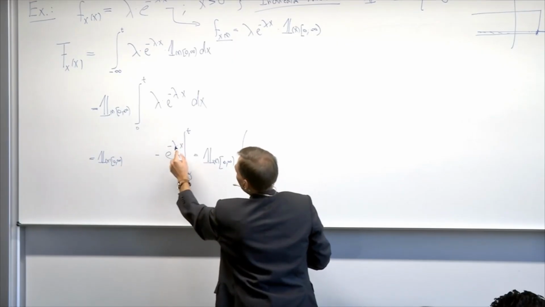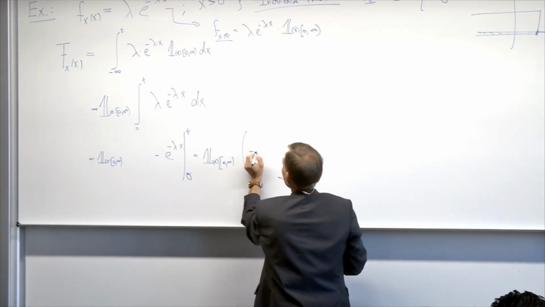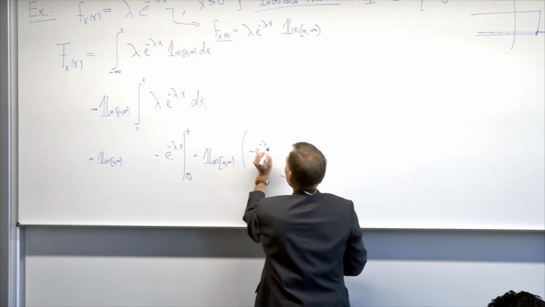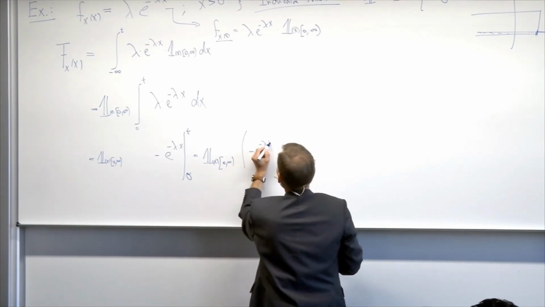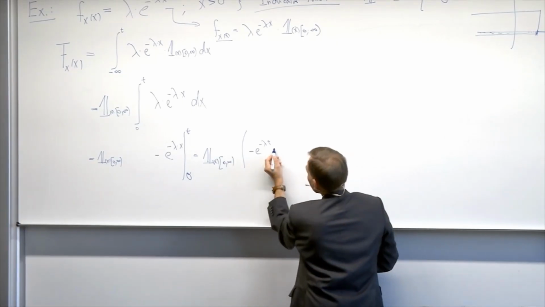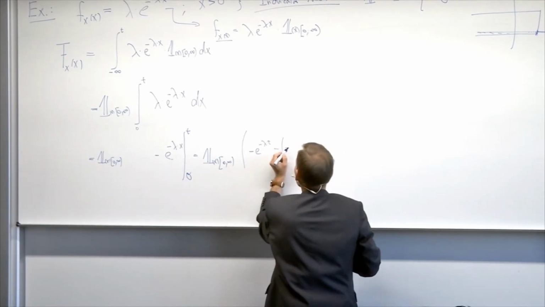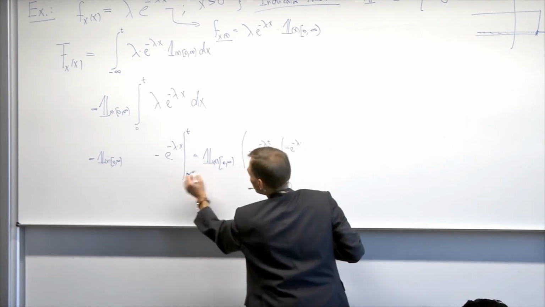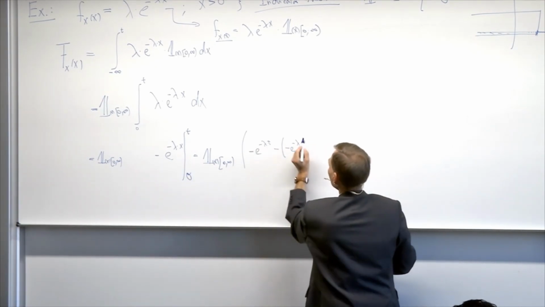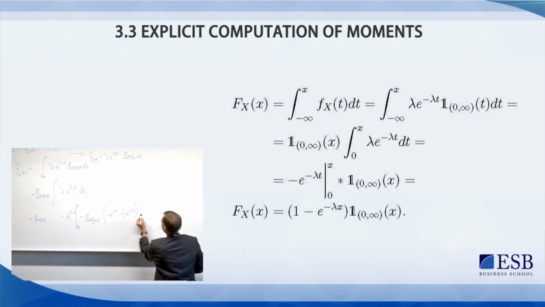So first I plug in the t, then we have minus e to the minus lambda t, and then minus e to the minus lambda at the lower boundary for x, 0. So, what is this? Well, if I have the exponential function, in the exponent I have 0, so e to the power of 0 is 1.